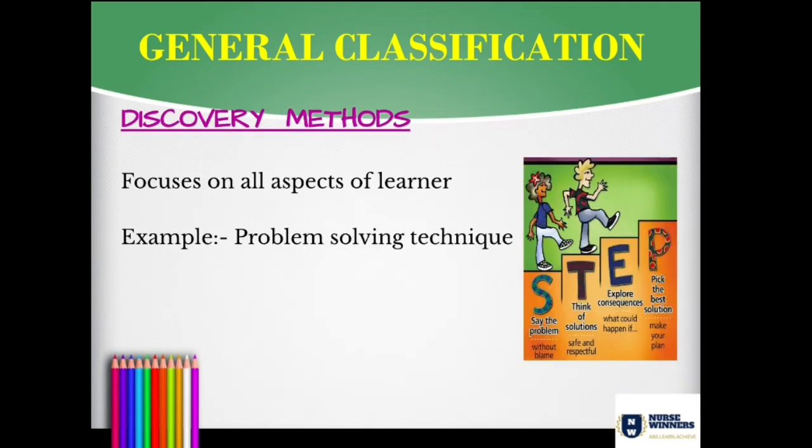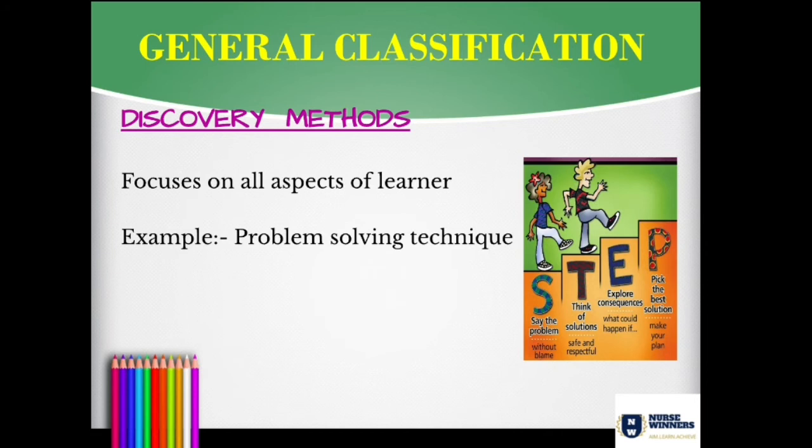There might be many points which actually was the objective of the teacher to make you understand that topic. That is what is called as encounter method. That comes under general classification. The next classification is discovery method, wherein the teacher will discover various aspects.